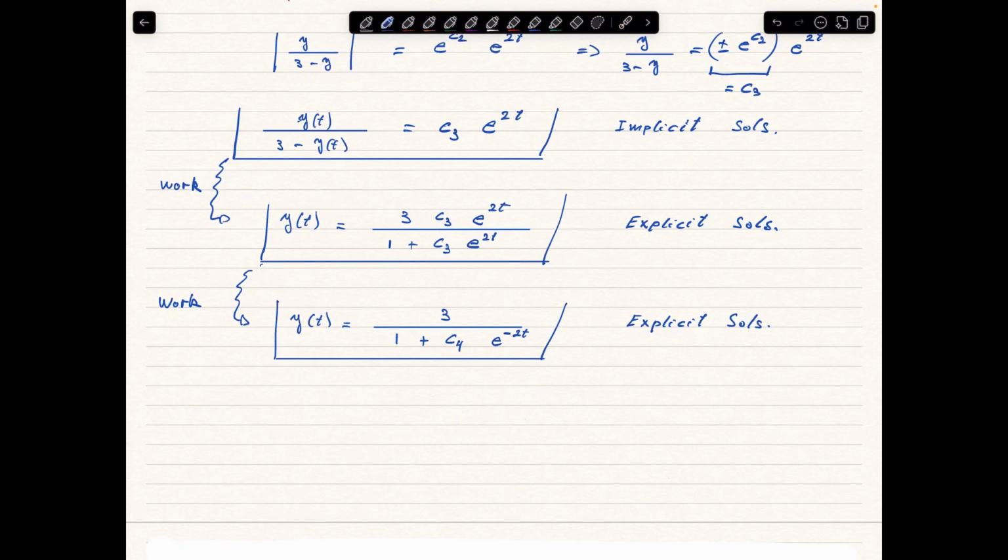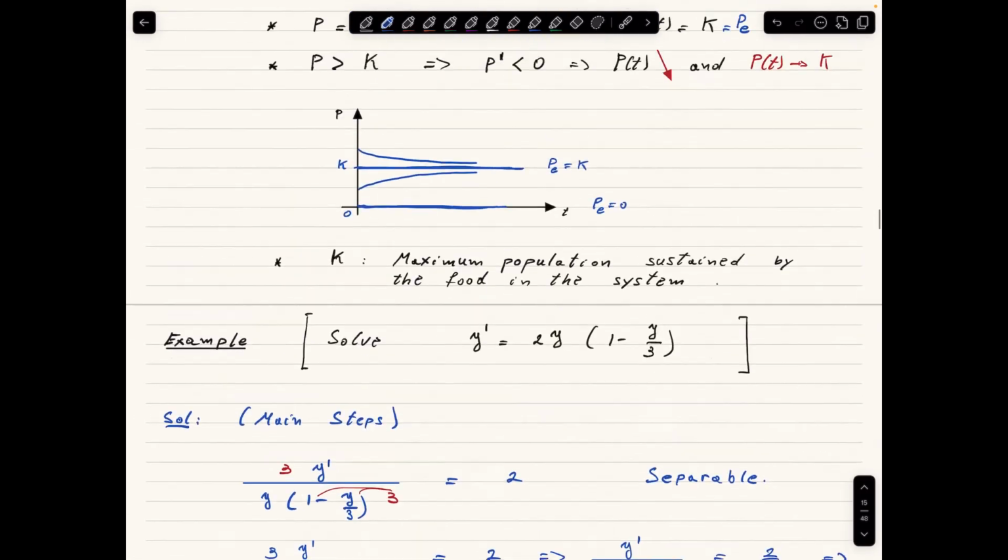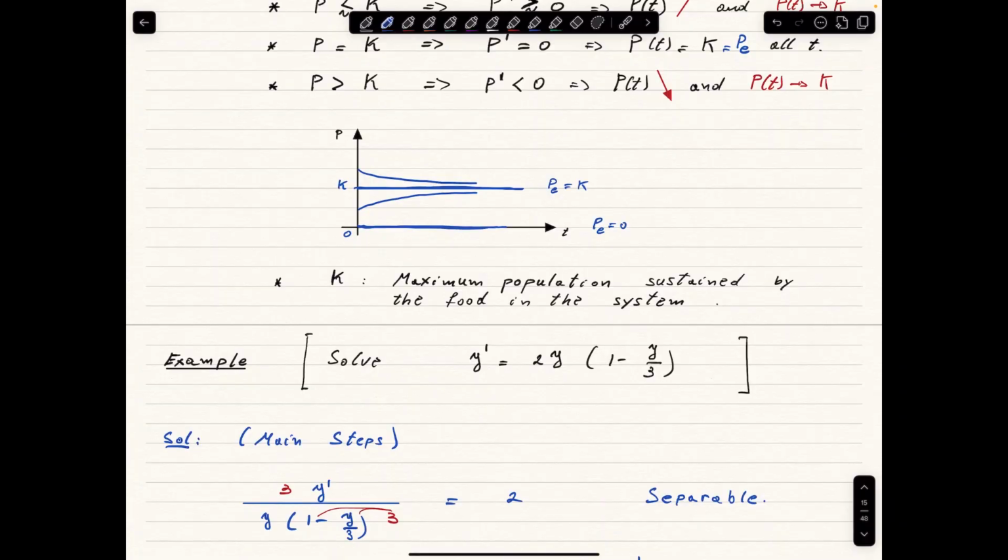Okay, and now the constant C4 is fixed by the initial condition. Recall the initial condition is y at 0 is equal 7, if I remember correctly. No, it's not. I didn't write the initial condition.